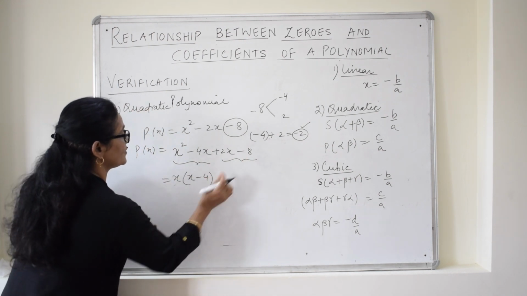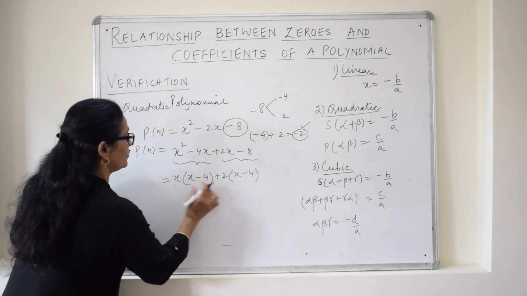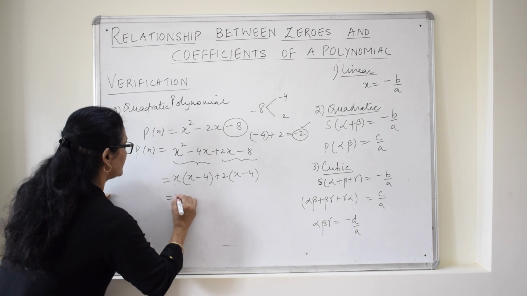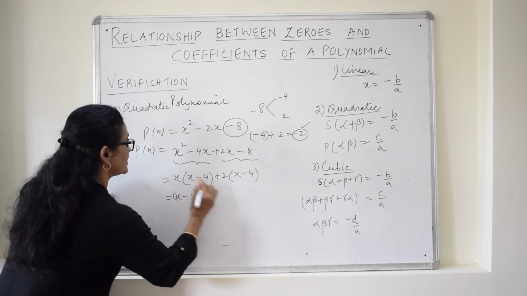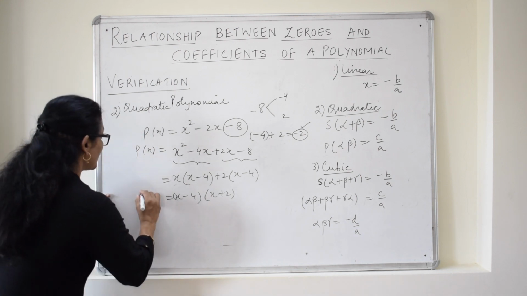This is x minus 4 from these two. 2 is common. So now x minus 4 is common. The second factor x is left out from here and 2 is left out. So the second factor is x plus 2.